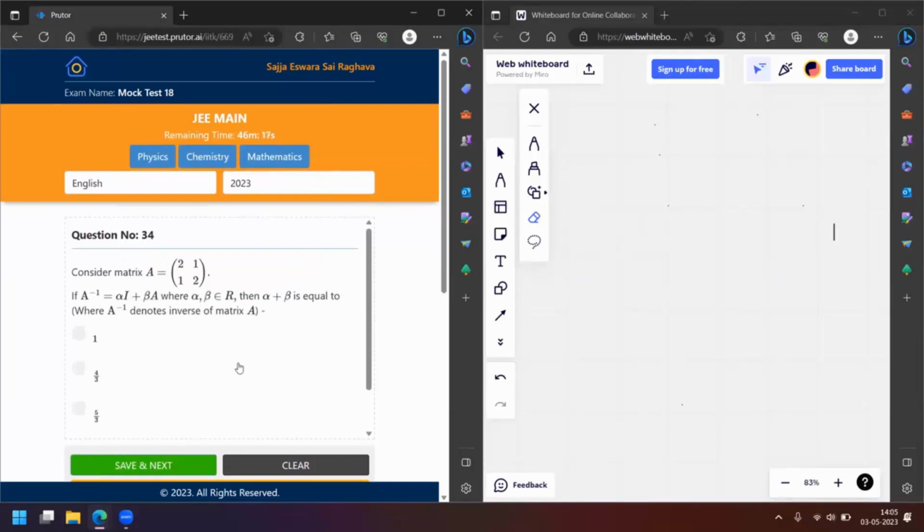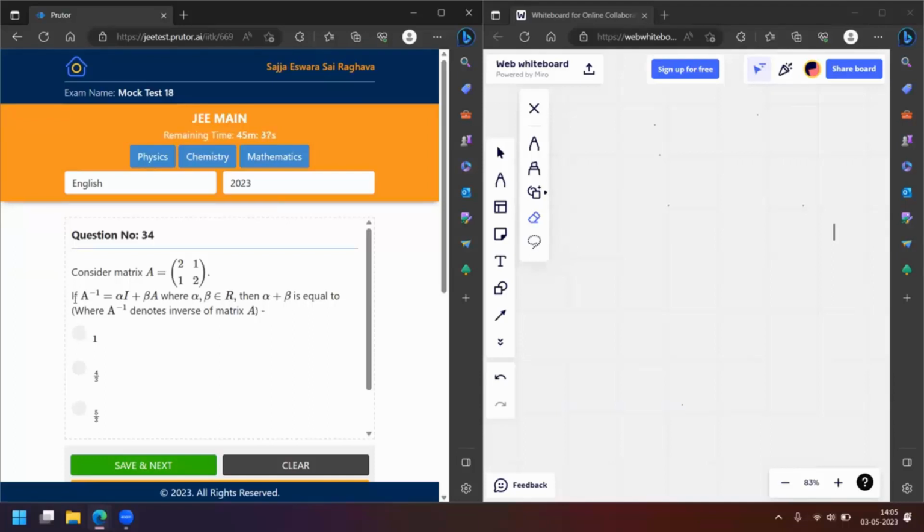So question number 24. We are given a matrix. Since it's a 2 into 2 matrix, we can easily find the inverse of the matrix. And here the inverse of the matrix is given as alpha into I plus beta. First we find the inverse of the matrix. But maybe we didn't have to find the inverse of the matrix also. We just multiply A into A inverse, 1 equal to alpha into I into A plus beta into A.